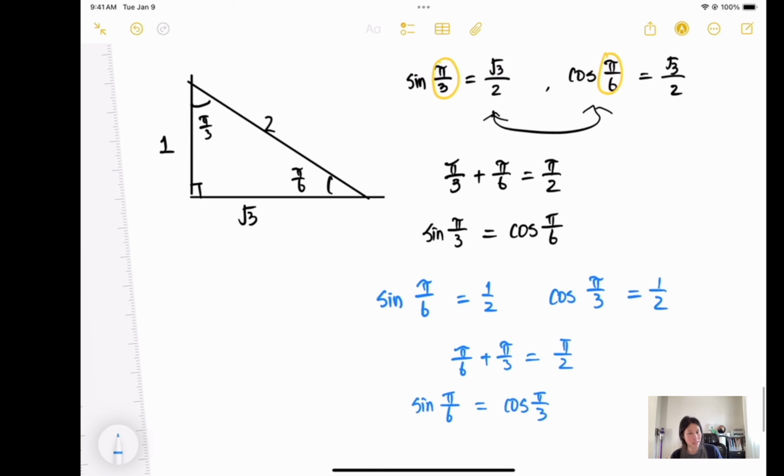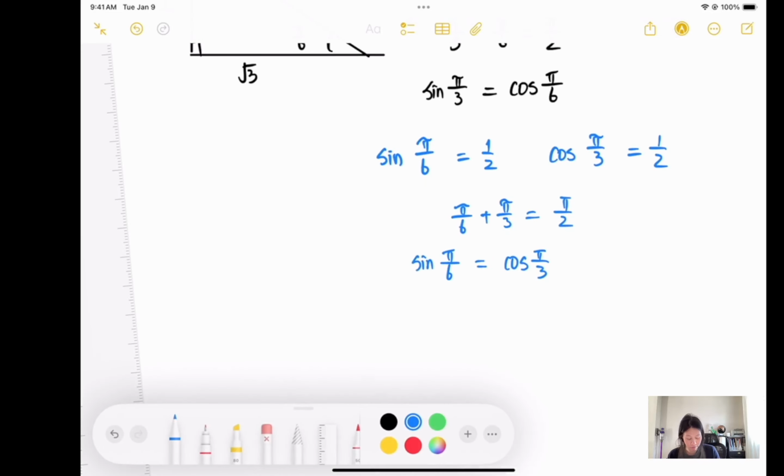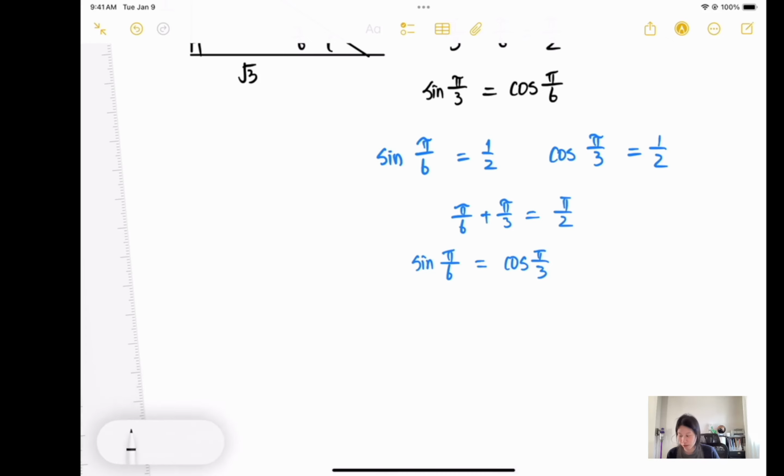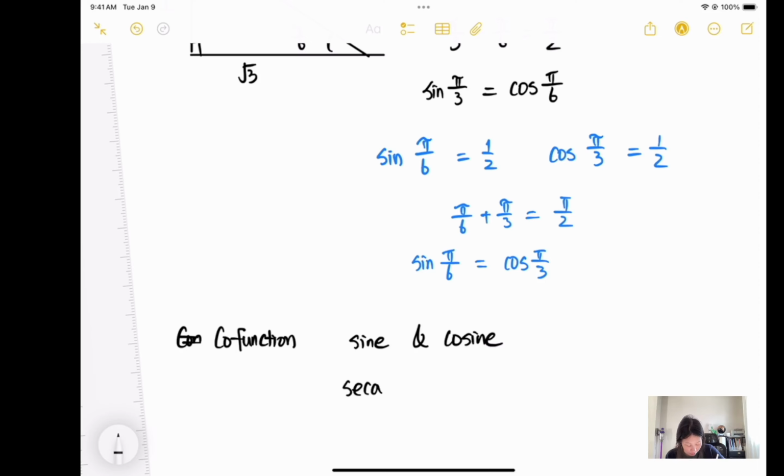Okay, so you may already find some patterns. How do we define this? This we call cofunctions. Here are the cofunctions that we have: sine is the cofunction of cosine, secant is the cofunction of cosecant, and tangent is the cofunction of cotangent.